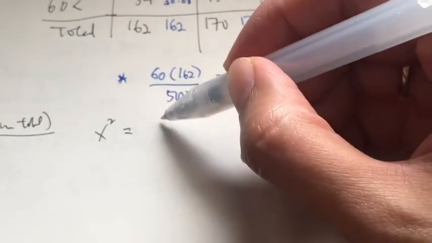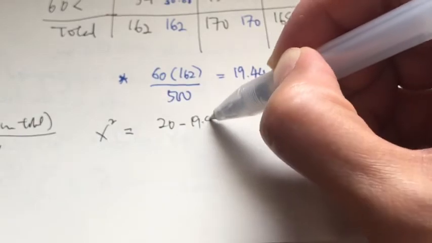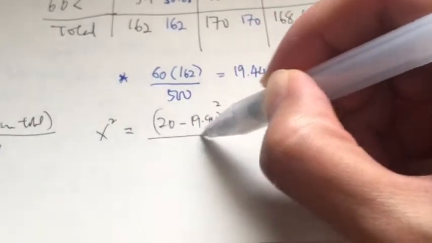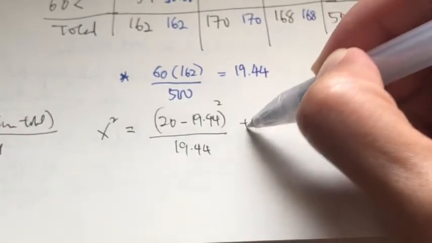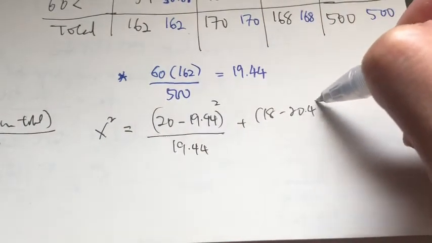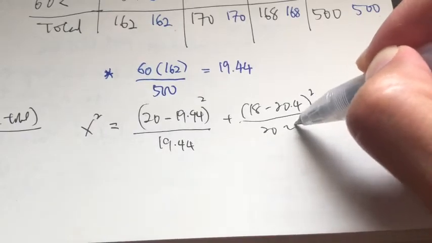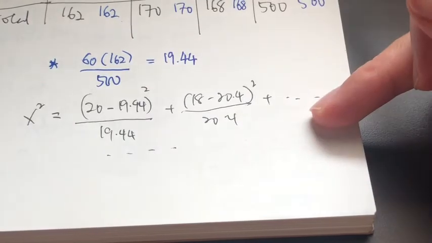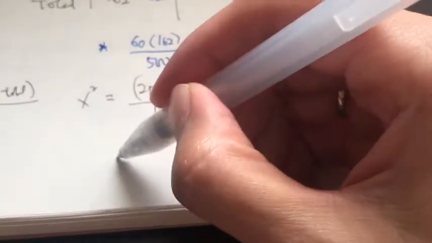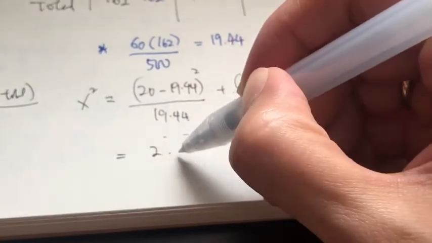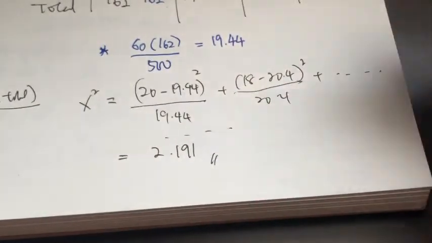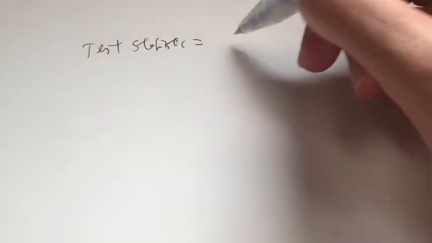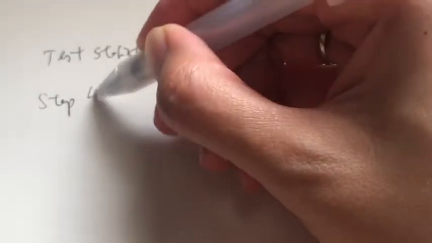So let's write it again. 20 minus 19.44, square it over 19.44, plus 18 minus 20.4, square it over 20.4, plus, and so on and so forth. Of course, you need to do this on your own. I'm just going to share the answer, which is 2.191. So from our table, our test statistic is 2.191.